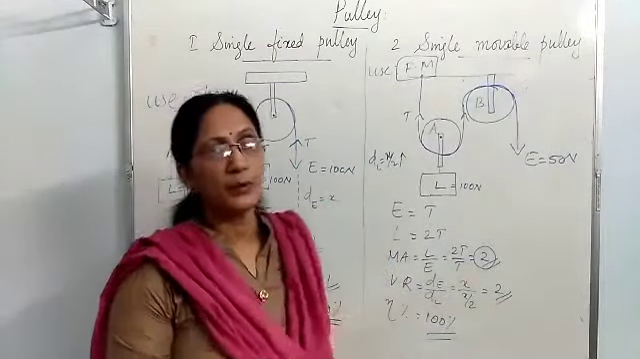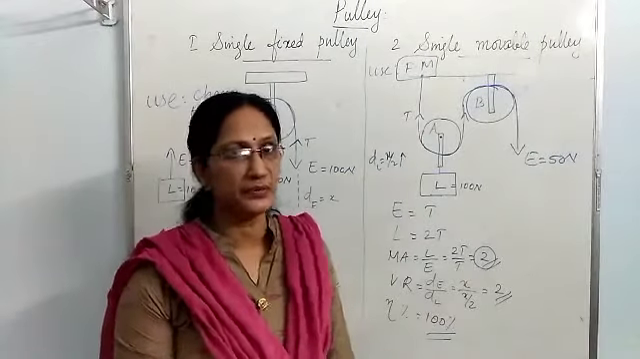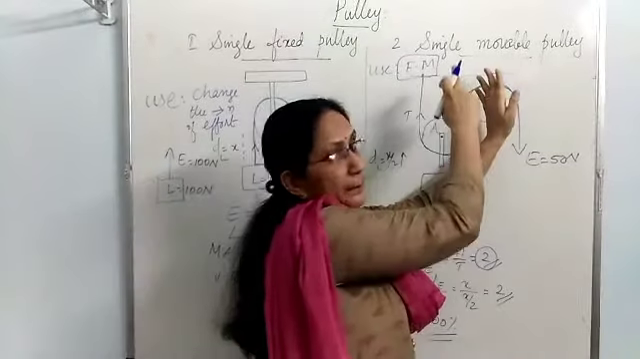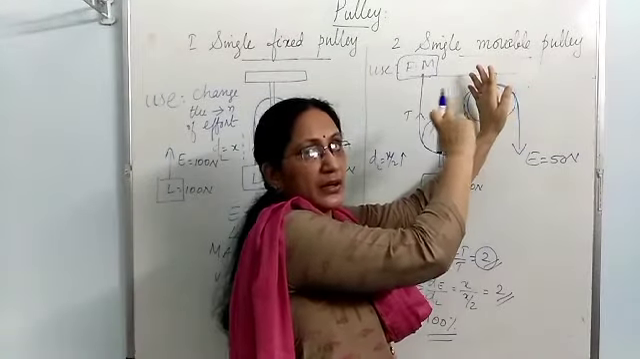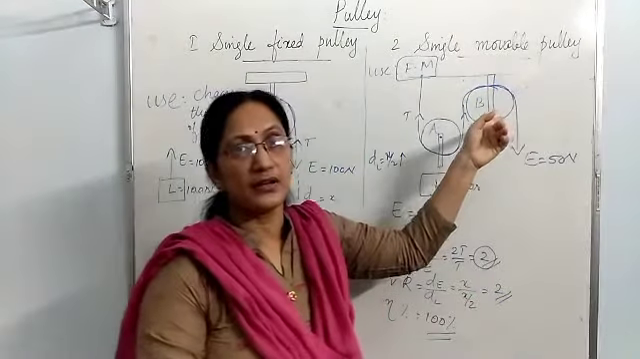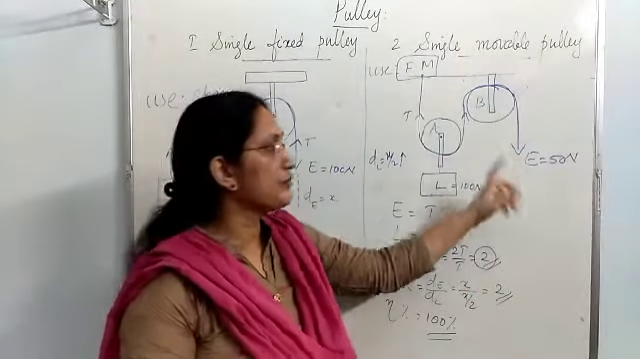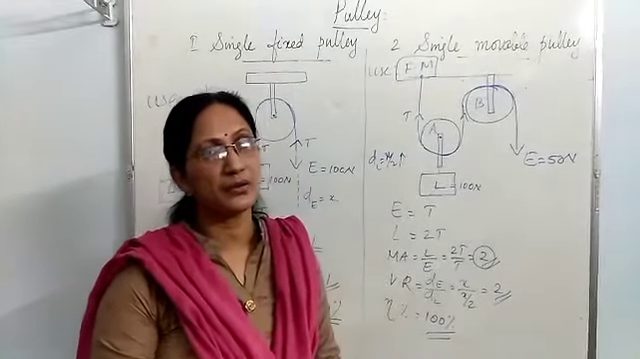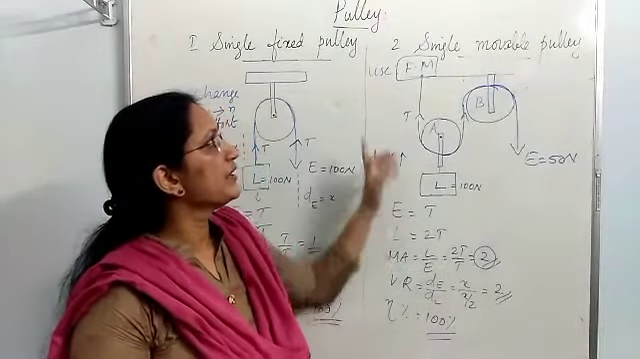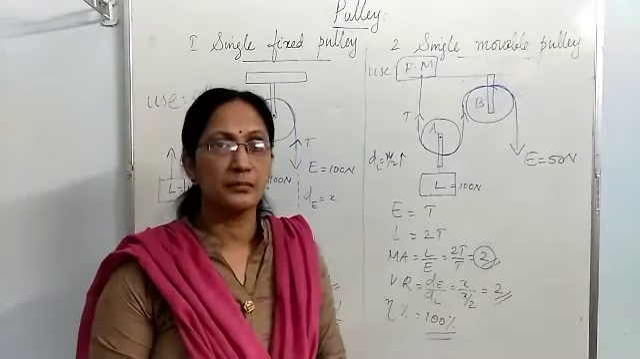So single movable pulley system can work in two different ways. If you don't use this fixed pulley, effort is to be applied in upward direction. MA and VR will be same too. If you use a fixed pulley, extra pulley, effort can be applied in downward direction. So this is about single movable pulley. Remember, it is a force multiplying machine.